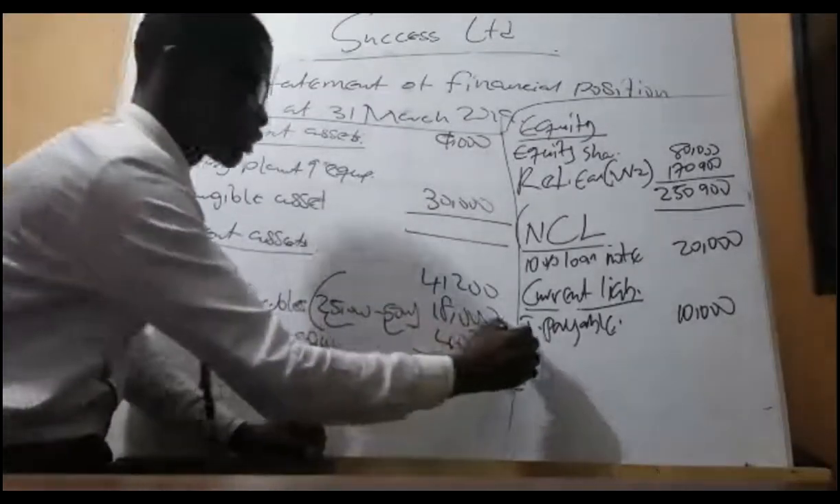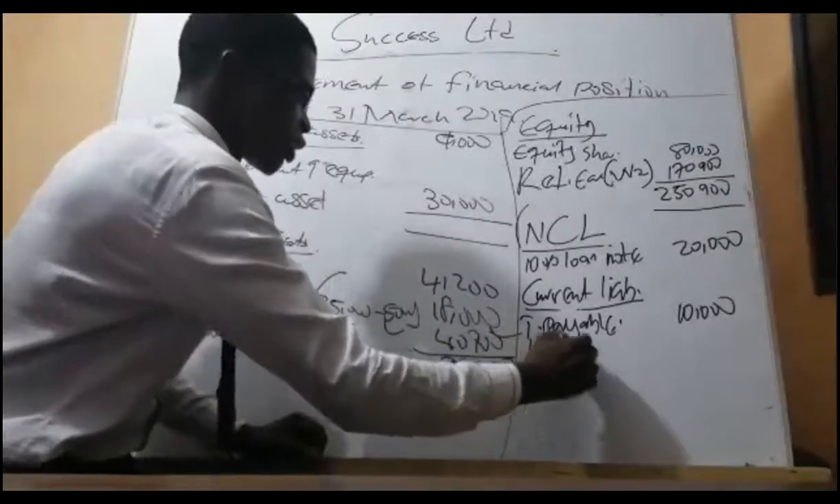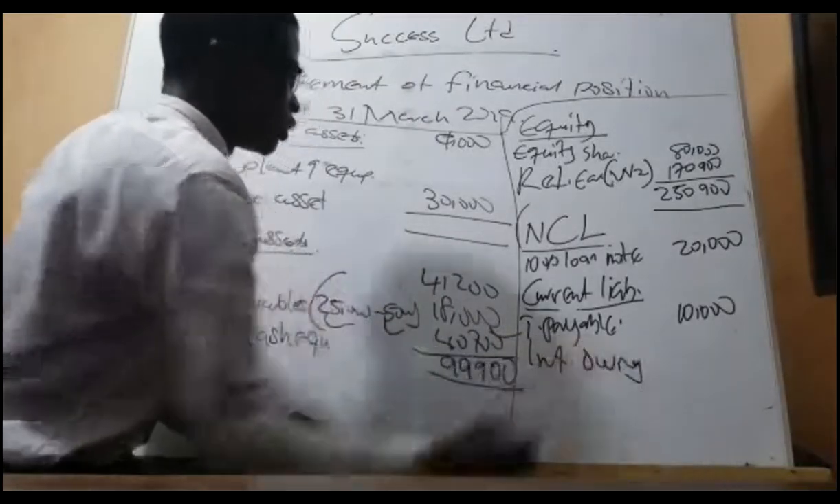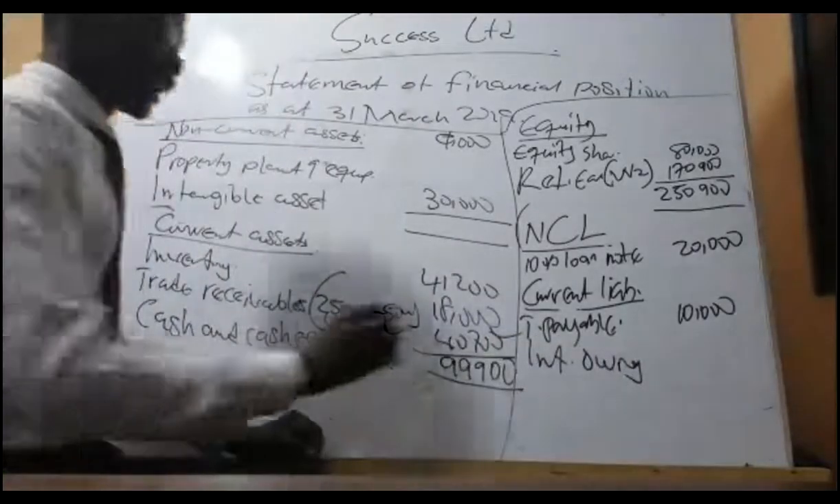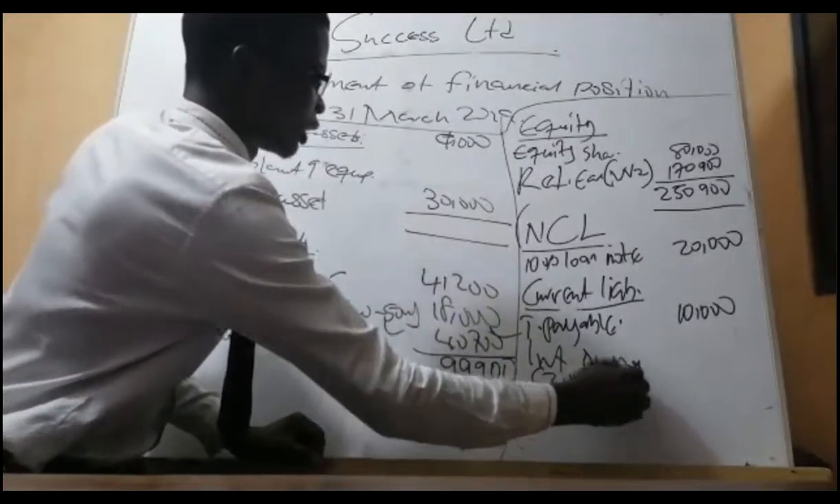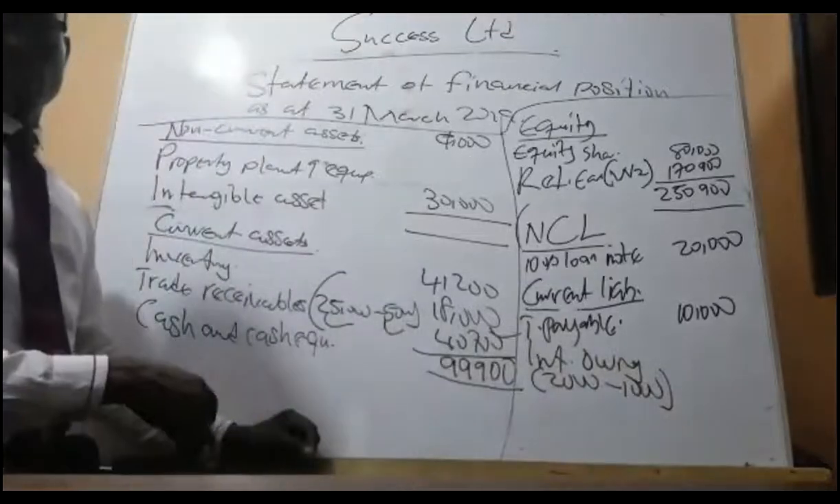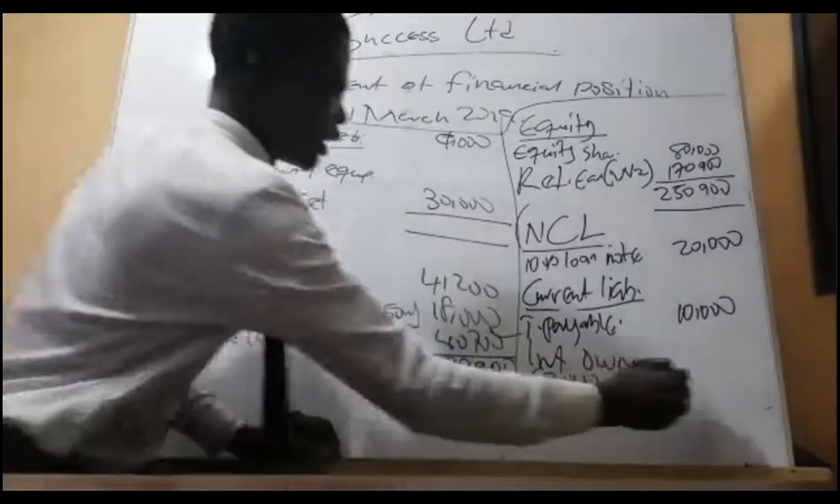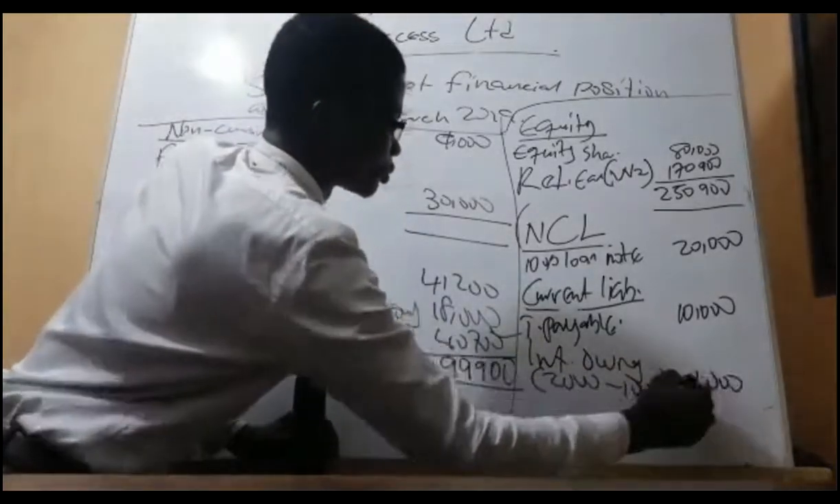They write interest owing. Please show working. That thousand is not in the question. It is 2,000 less what? Thousand. It's a coincidence that it's thousand. Good. So here will be thousand.